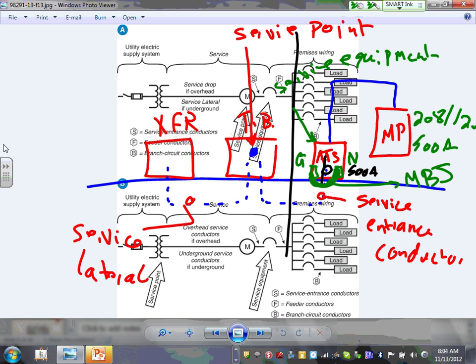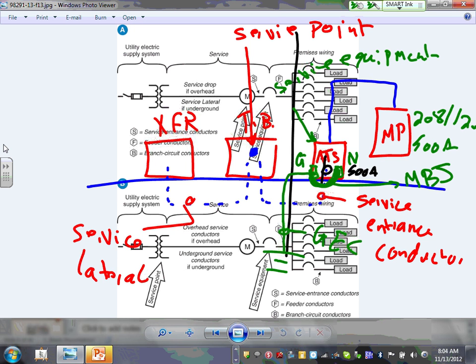Now, what do you do to the ground here? You have to ground. So we bond the neutral to the ground, but you have to provide a grounding electrode conductor, right? So you come over here, and you bring it to the ground. And this conductor is called grounding electrode conductor. This is the single most important thing that happens at the service.